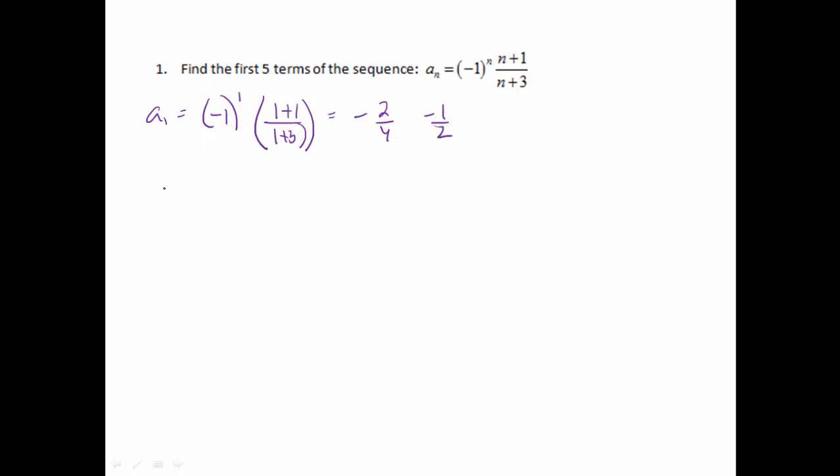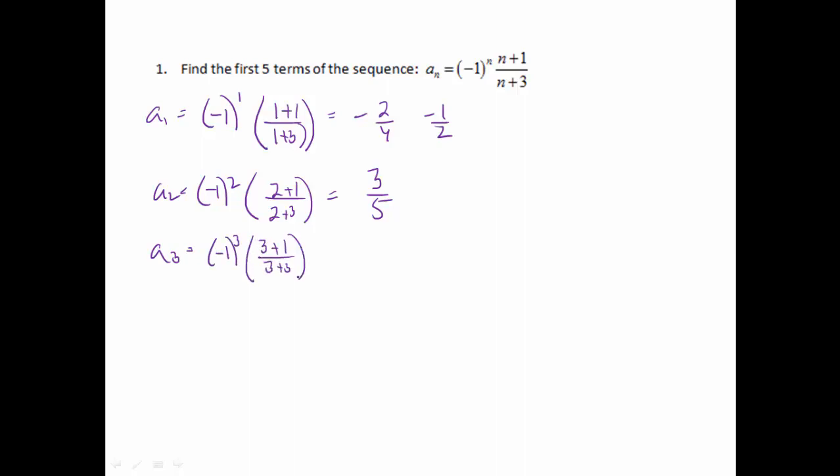negative 1/2. Second term, I'll just plug in 2. Get 2 plus 1 over 2 plus 3. Negative 1 squared will give me a positive, and that will give me 3/5. So that's my second term. My third term, we'll just plug in 3. So 3 plus 1 over 3 plus 3. Negative 1 to the third power is a negative, and then 3 plus 1 is 4 over 6. That will reduce to 2/3.